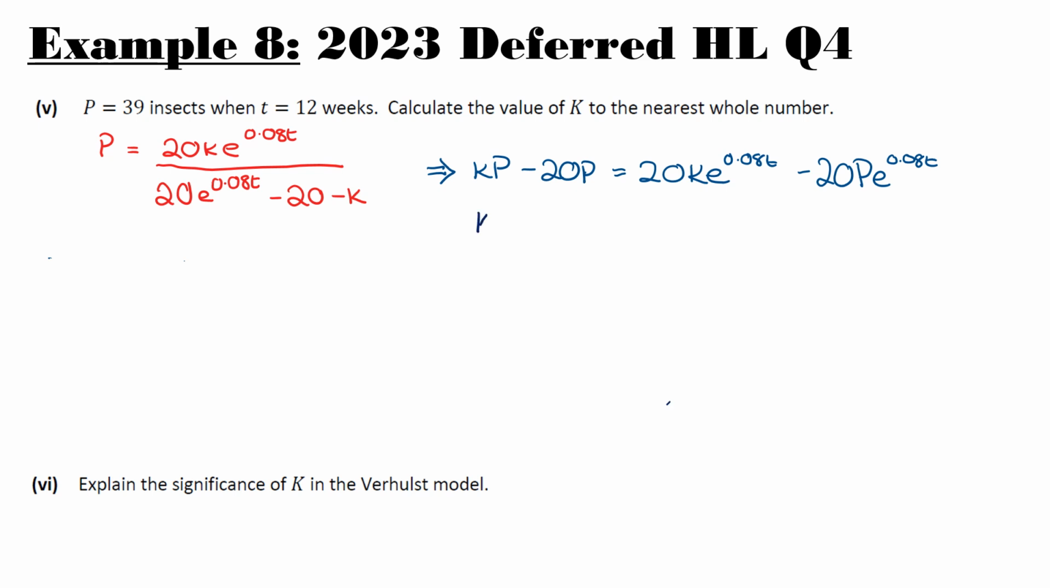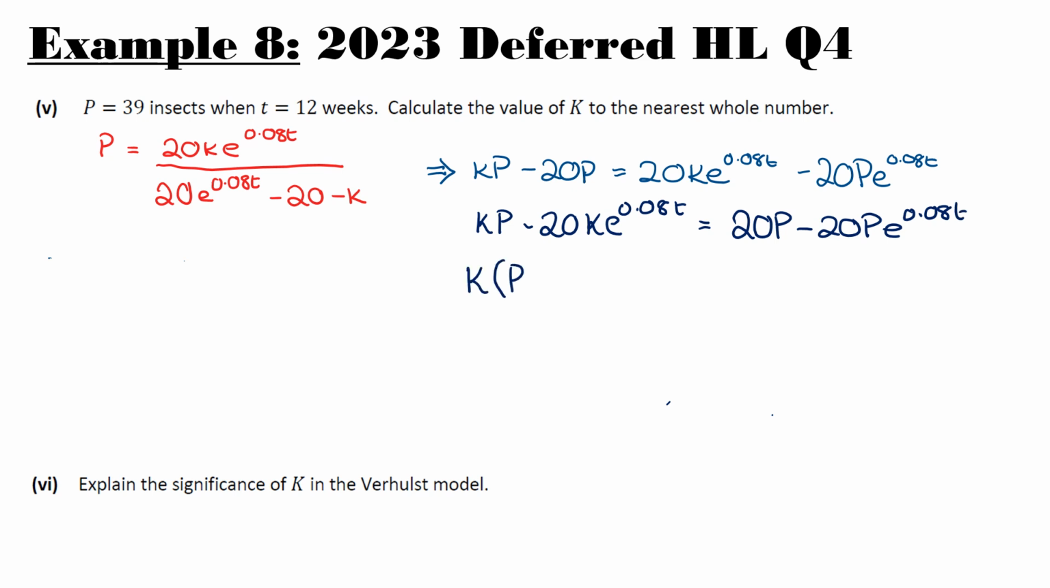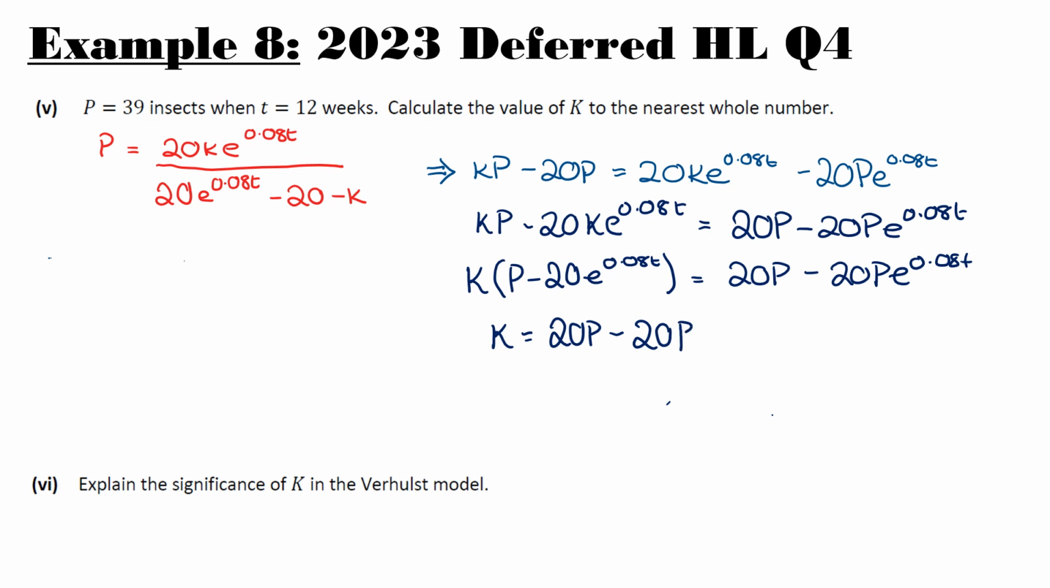So what I'm going to do is bring the two k's over together. I tend to prefer to manipulate in algebra rather than start our substitution too early, but it's completely up to you. I'm going to pull out my k, 20 e to the power of 0.08t, and that equals 20p minus 20p e to the power of 0.08t. So we get k equals 20p minus 20p e to the power of 0.08t divided by p minus 20 e to the power of 0.08t, and then we can do our substitution.